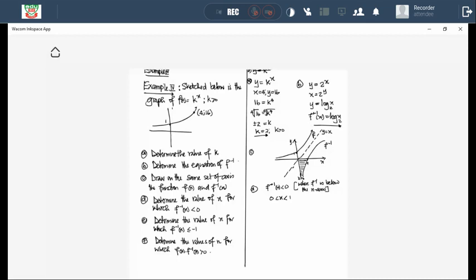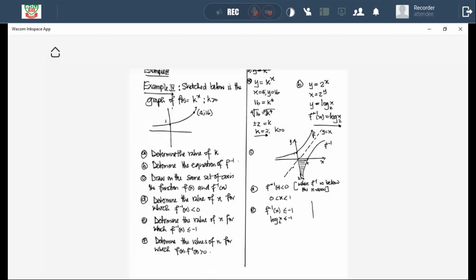Okay, right. Now let's look at E. My E says determine the values of x for which f inverse is less than minus 1. For me to solve such a problem, I'm going to insert the graph of y equal to negative 1, because there are now two functions. I've got f inverse less than negative 1. My f inverse is the logarithmic graph, which is log x base 2. And we are saying it's less than another graph, which is negative 1.